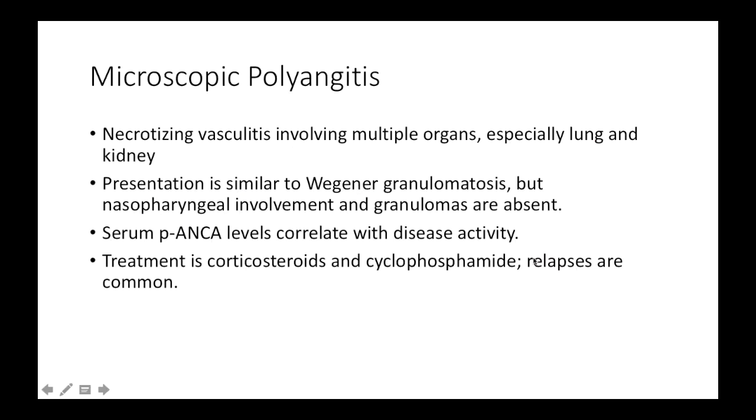Our second type of small vessel vasculitis is microscopic polyangiitis. This is also a necrotizing vasculitis that involves multiple organs, especially the lung and kidney. The presentation is pretty similar to Wegener's granulomatosis, but nasopharyngeal involvement and granulomas are absent. So, do not see these two. And here we have serum P-ANCA levels instead of C-ANCA levels that correlate with disease activity. And treatment is pretty much the same, corticosteroids and cyclophosphamide, and relapses are also common here.